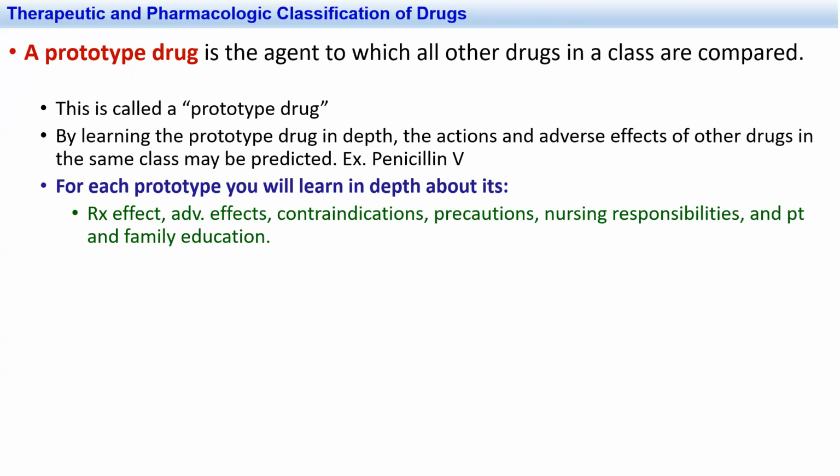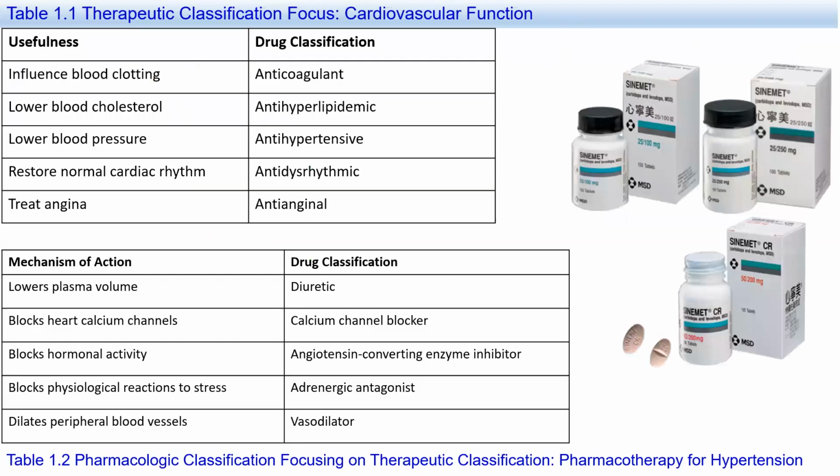So it is the agent to which all other drugs in the class are compared. It's a common and useful practice to select a single drug from that class and compare all other medications in that class to this representative medication. This is called prototype drug. And we have two main examples here.